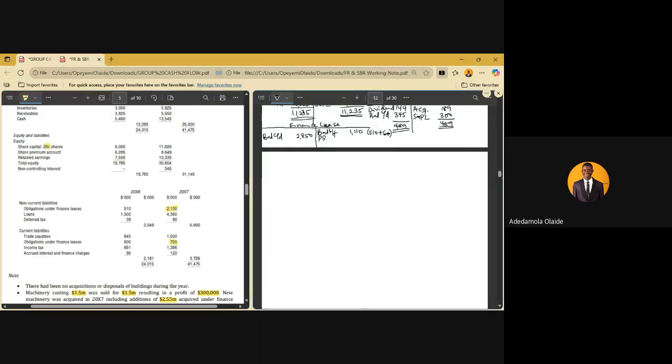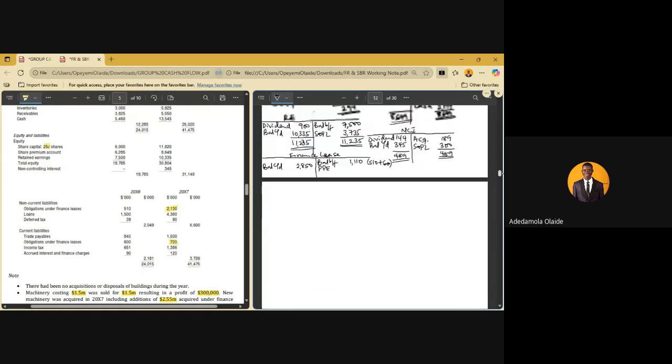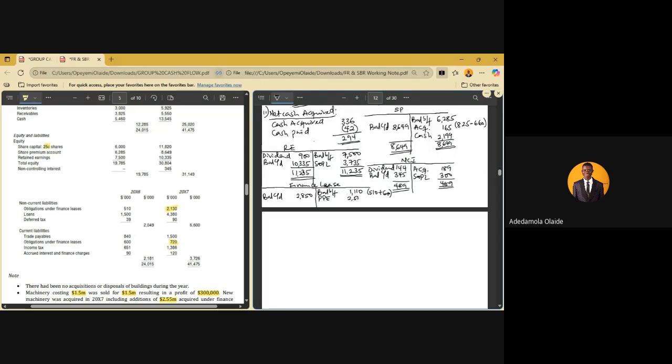So there was a PPE acquisition during the year. The one we debited here, 2550, the corresponding entry is coming here, 2550. And what else do we have? That's all. So if that's the case, this should be 3660. So what was the cash payment to these people during the year? 810.